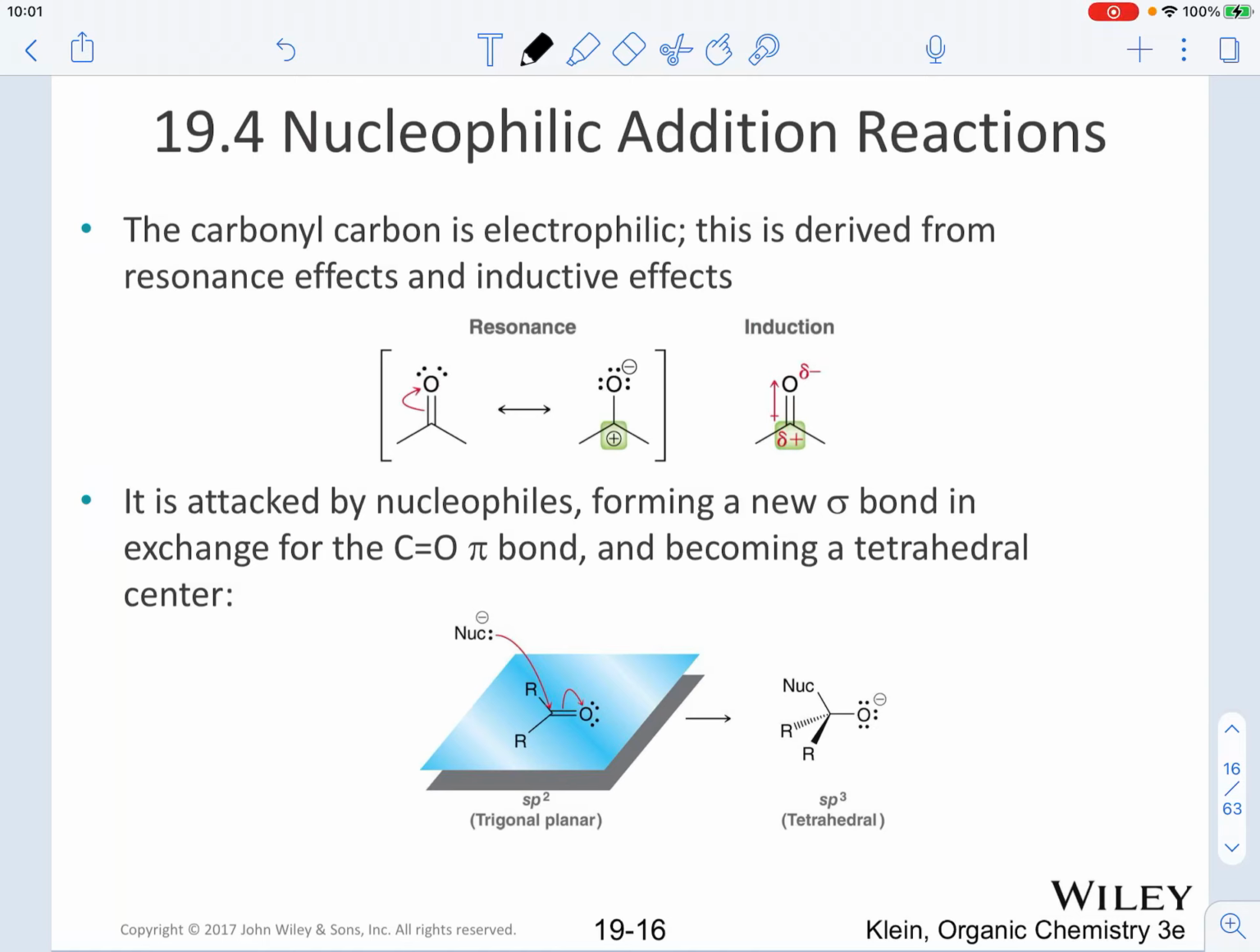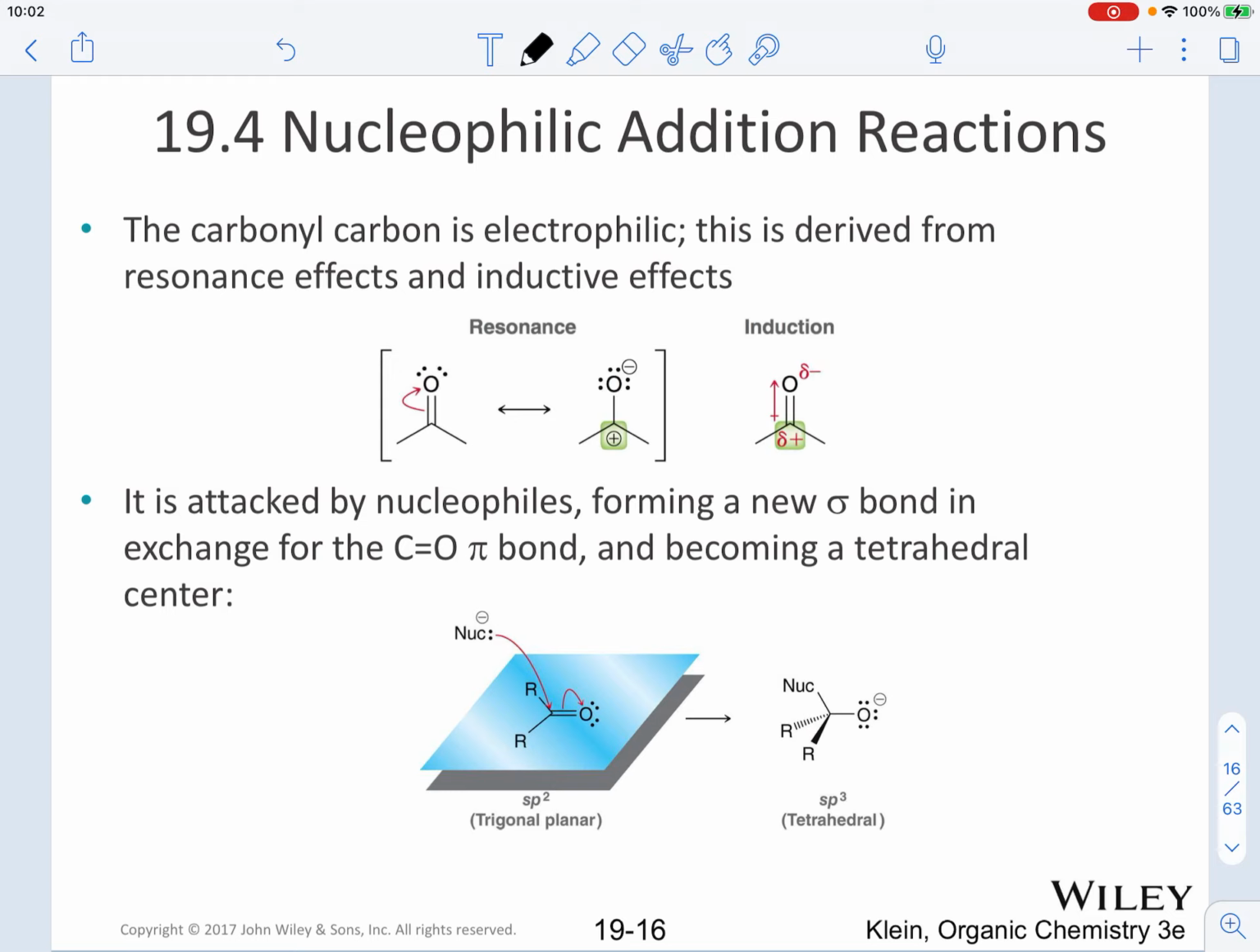In this video, we are going to specifically talk about the reactions that aldehydes and ketones undergo. We're going to start by discussing nucleophilic addition reaction. The carbonyl carbon that is present in these two functional groups is electrophilic. This is derived from the resonance effects and inductive effects that the carbonyl carbon has.